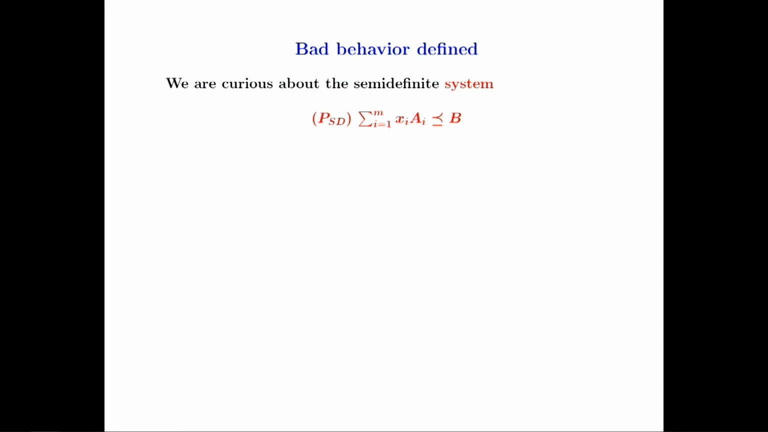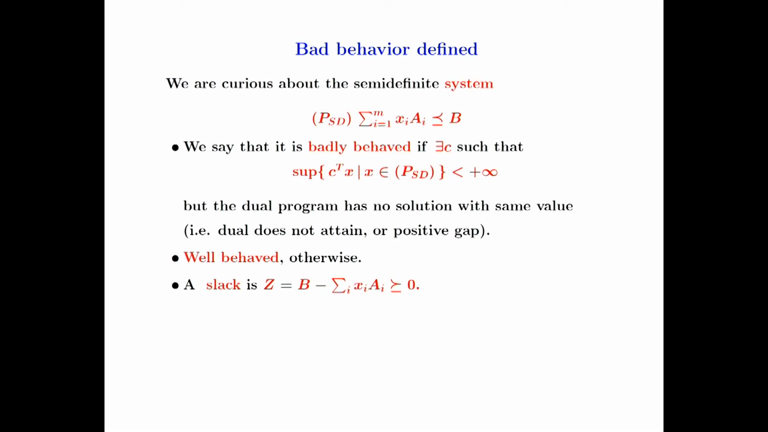So I'm going to say that this system is badly behaved if there exists an objective function for which the primal is finite, but the dual doesn't have a solution with the same value. Now that breaks down as either the dual doesn't attain, or there is a positive gap, or maybe even both, actually, right? So that's the definition of bad behavior for us, and well-behaved otherwise.